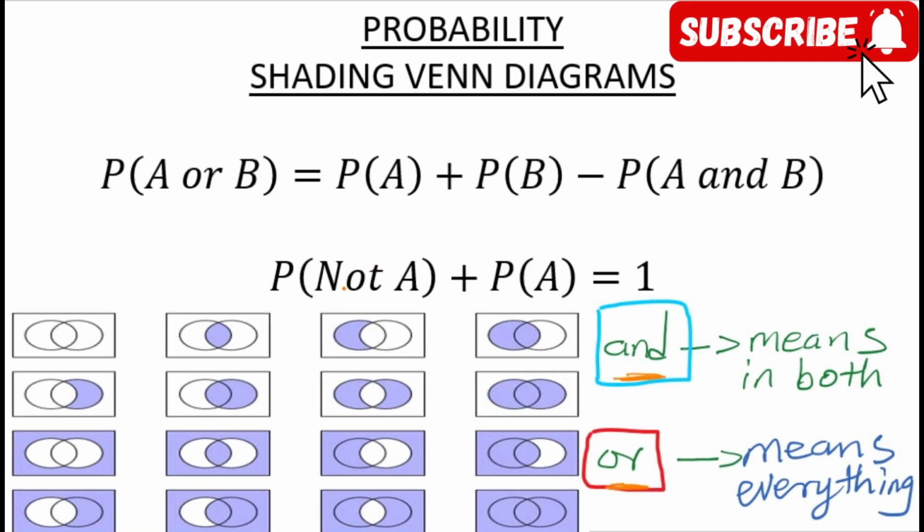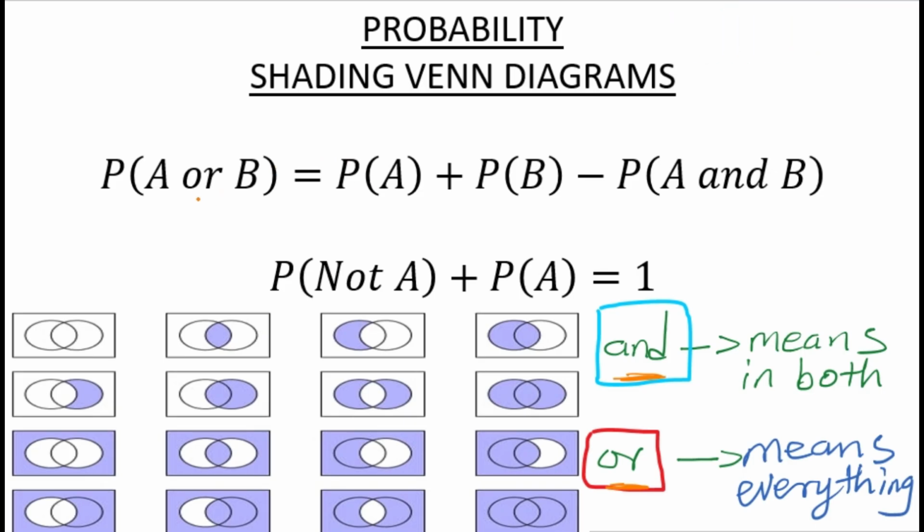Hi everyone, today we are on the roots of probability, that is shading a Venn diagram. If you are able to understand the meaning of "or" and the meaning of "and", you are almost there. But then you need to also understand how to shade them, where to shade, how to shade. So we are going to dwell much into it.